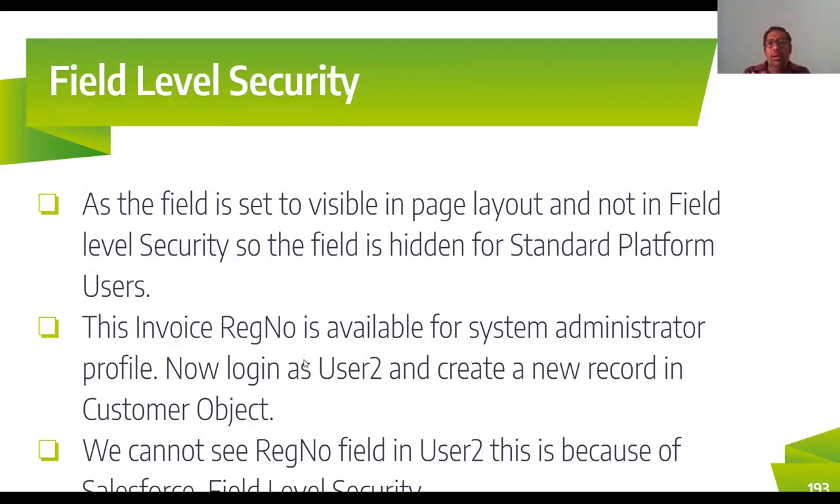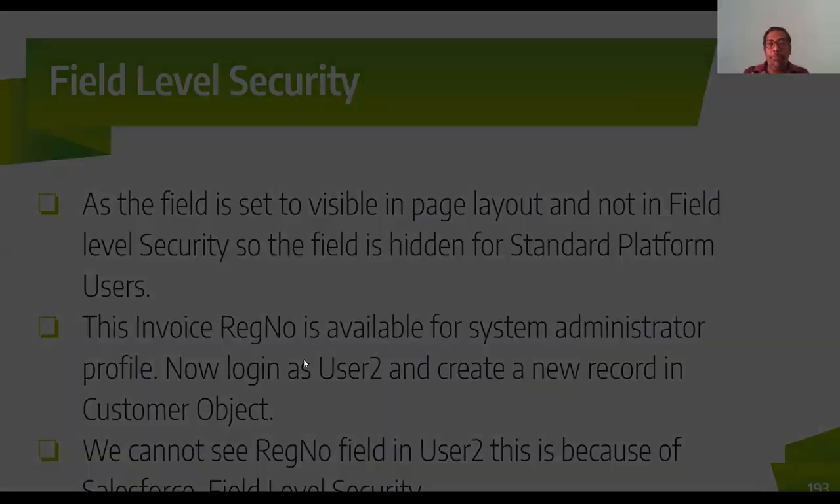Already I told you, we have user 1. The user 1 profile is the system administrator profile, whereas the user 2 profile is the standard platform user profile. Here it is visible, whereas for the standard platform user, it is not visible. So you cannot see that particular field on the same object. When you open it, you will not be able to view that field. Anyway, I'm going to show this when I go to the demo.